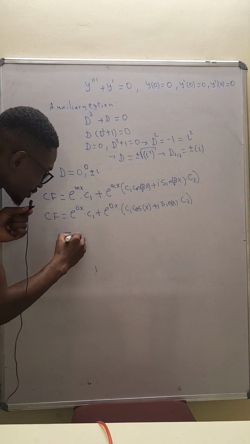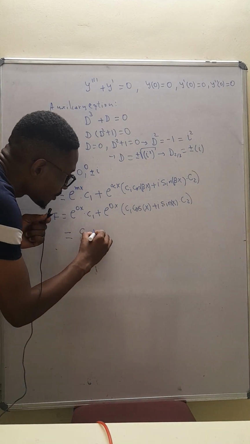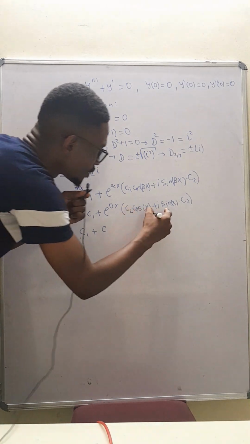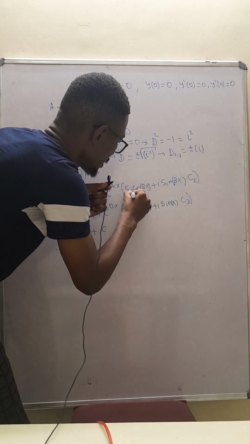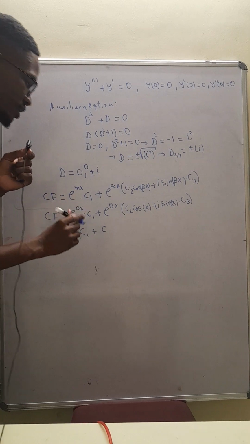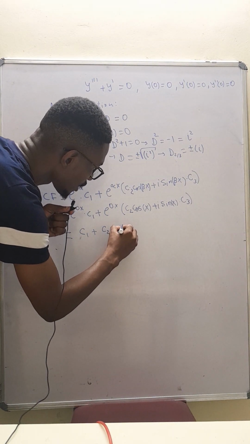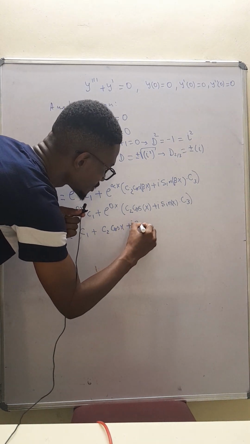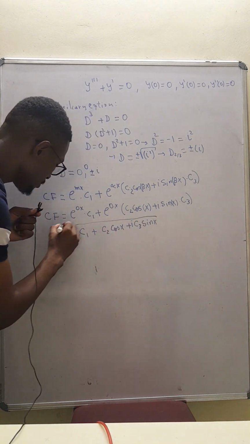So in a nutshell, you can just write this will be C1 plus, sorry, it is C2, and here C3, because here we have 3. The order of this equation is 3, so C1, C2, C3, just be aware. So this will be C2 cos of x plus i C3 sine of x. This will be the solution.